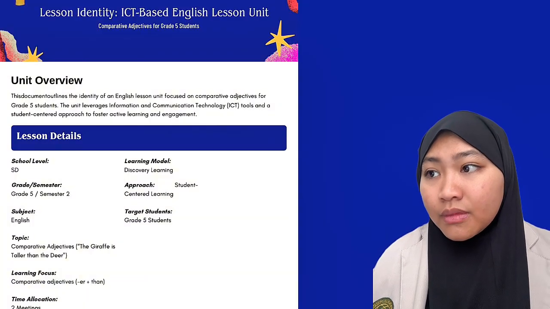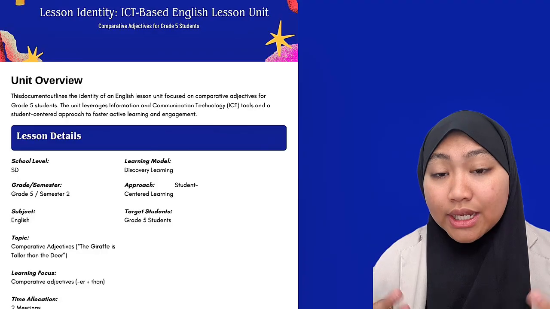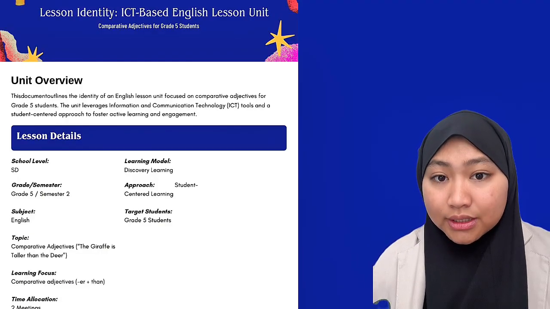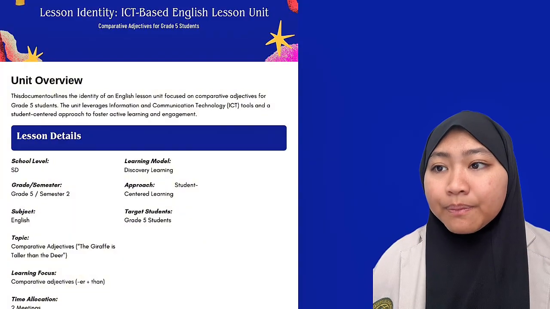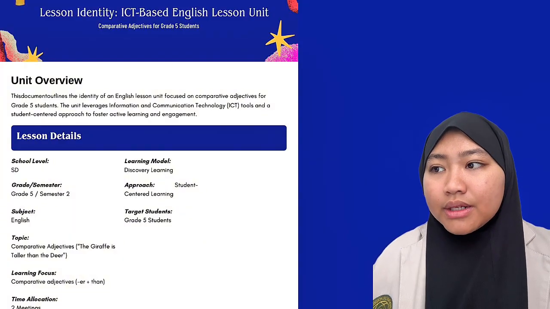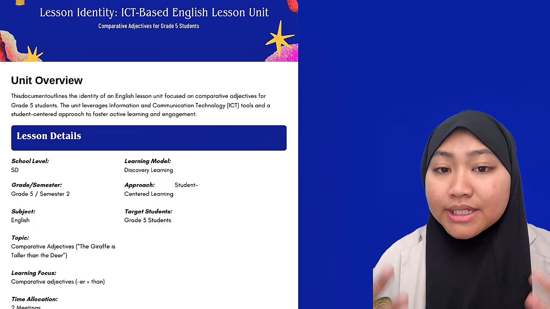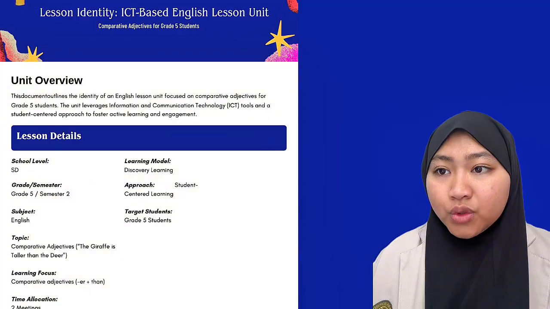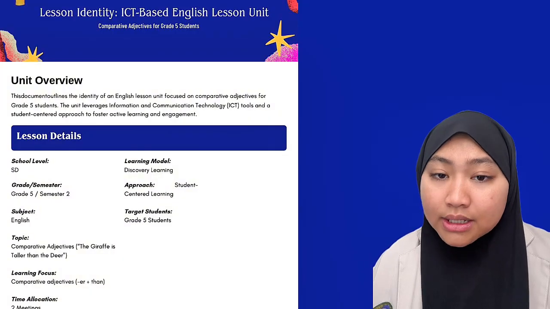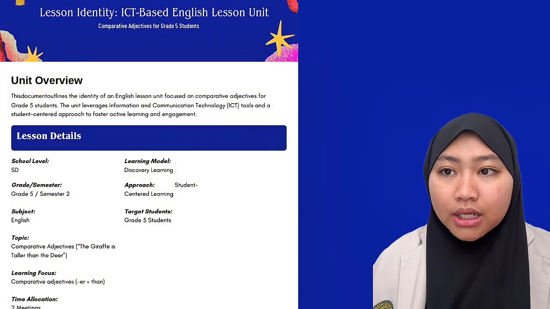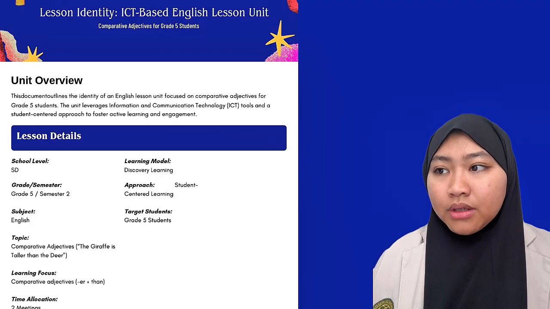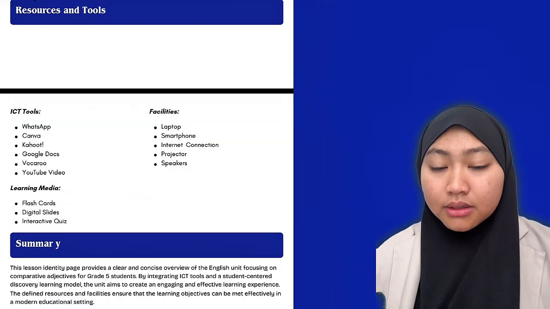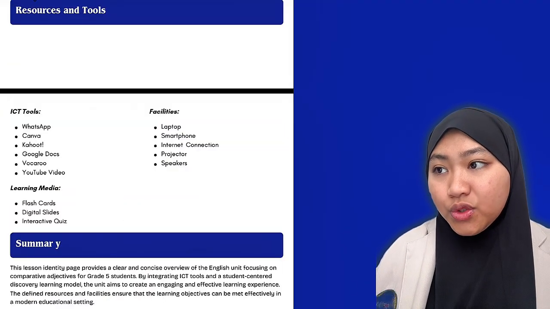The instructional model used is discovery learning, while the teaching approach is student-centered learning. This means that students become active participants instead of passive listeners. They are encouraged to observe, ask questions, discuss with their classmates, investigate language patterns, and finally construct their own understanding of comparative adjectives.